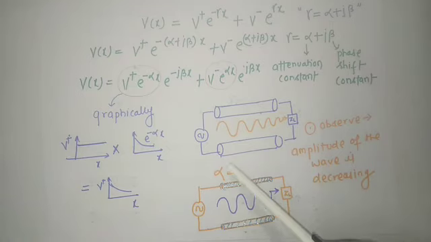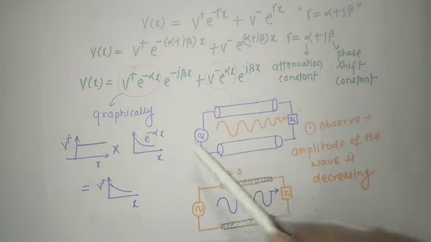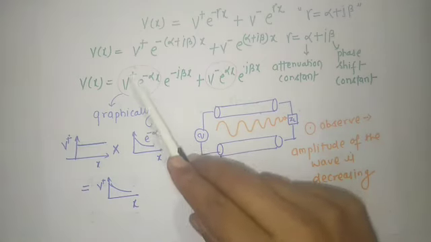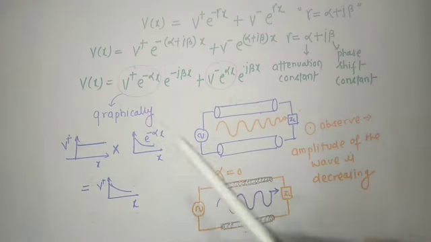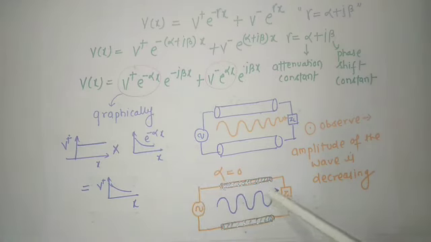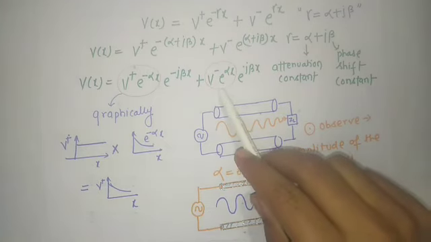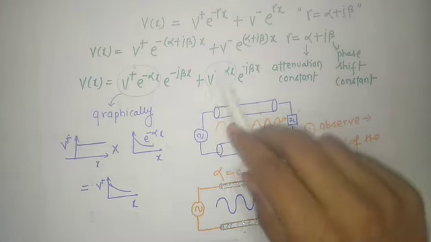Okay, so if we put the value of alpha equal to 0, then what will happen? This term will become 1, and the voltage will become only V plus. It means there is a wave traveling from source to load, and its amplitude will not decrease because alpha is 0. Okay, so now we will try to understand the significance of this equation.